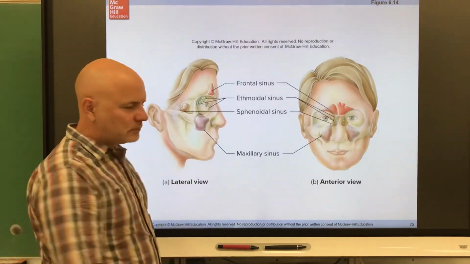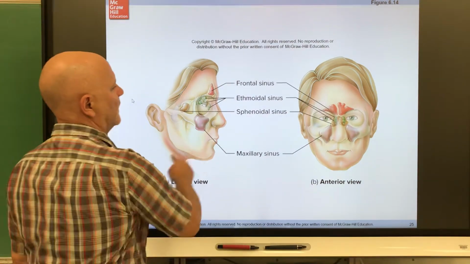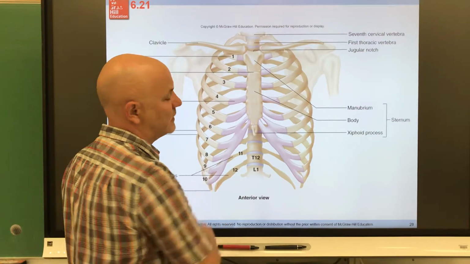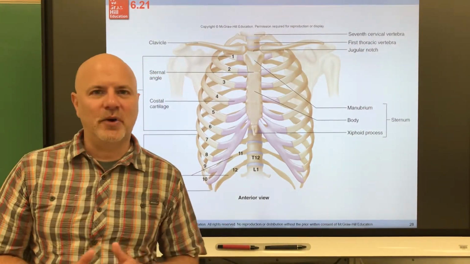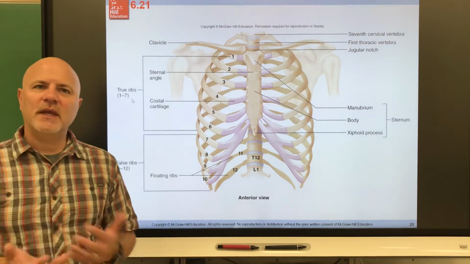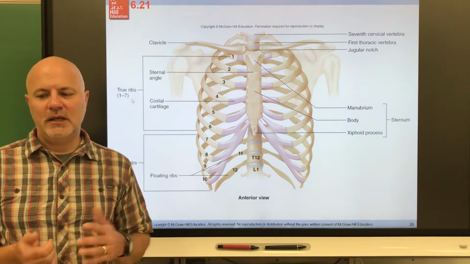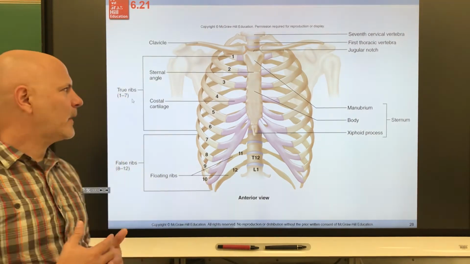Okay, now let's move on to cartilaginous joints. A cartilaginous joint is a type of joint in which two or more bones are joined by cartilage. They can be joined by two different kinds of cartilage. One is hyaline cartilage and the other is fiber cartilage. So here we get slight mobility, all right?